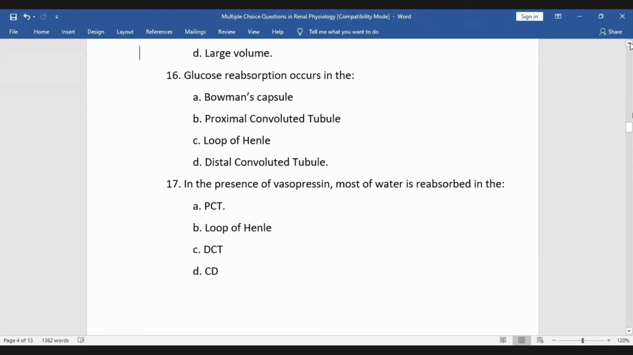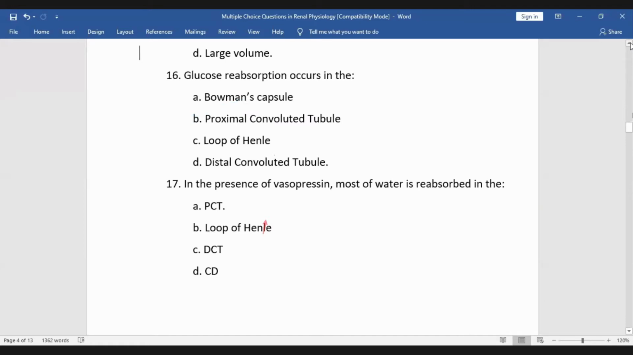It is absorbed by secondary active transport. It is absorbed with the co-transport with the sodium. So it binds with the sodium, it binds with the receptor with the sodium and goes inside the cell, and then it is stored in some way or disposed of. So proximal convoluted tubule is the correct answer.